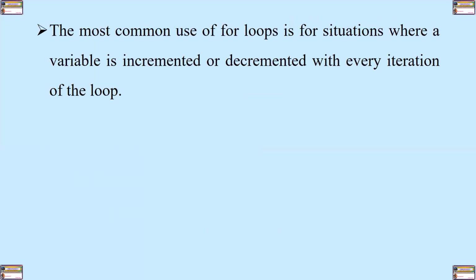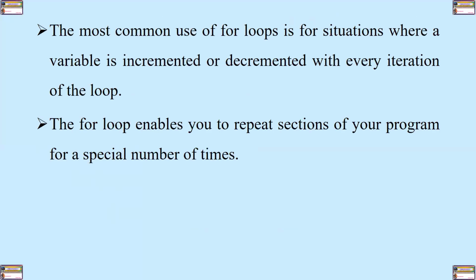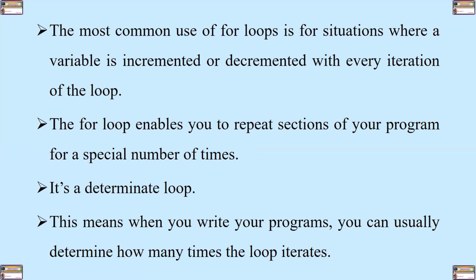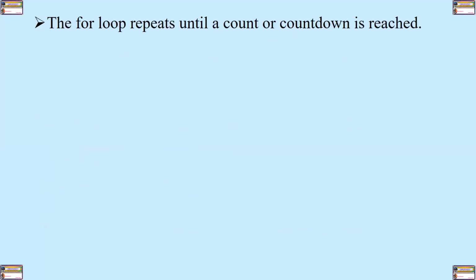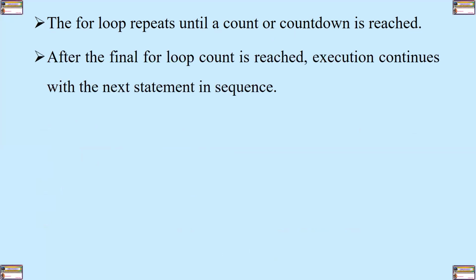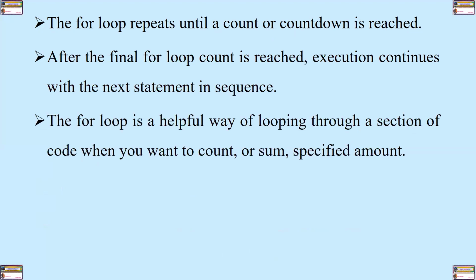Generally, the most common use of for loops is for situations where a variable is incremented or decremented with every iteration of the loop. The for loop enables you to repeat sections of your program for a specified number of times. It is a determinate loop. This means when you write your programs, you can usually determine how many times the loop iterates. The for loop repeats until a count or a countdown is reached. After the final for loop count is reached, execution continues with the next statement in sequence.